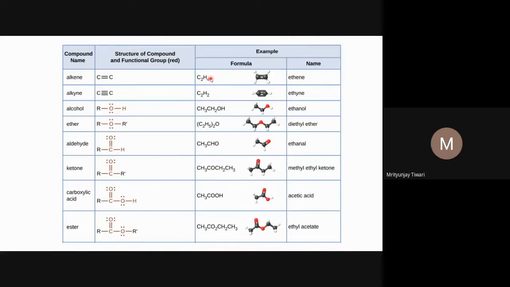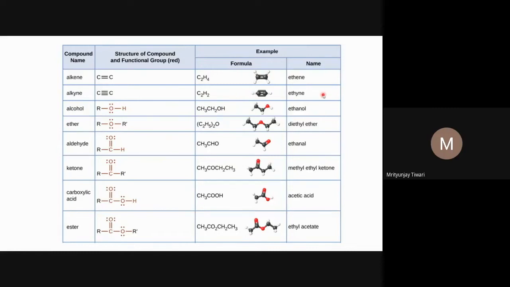Then there might be four carbon atoms. But what will happen if the four carbon atoms are there? Suppose C, C, C, C. So this double bond can be at the terminus between first and second carbon atom or between second and third carbon atoms. Again, if you see third to fourth carbon atom, then the numbering will start from this side. So between first and second, and third and fourth, they are structurally the same. So there is no double bond between third and fourth carbon in butene, or means the alkene containing four carbon atoms.